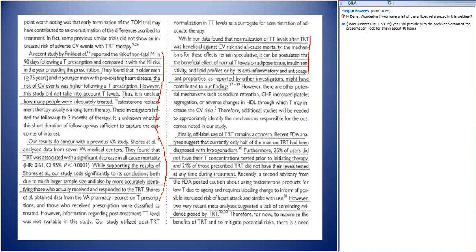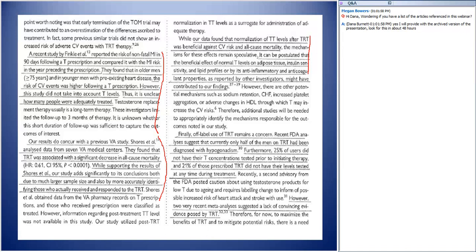Finally, off-label use of testosterone remains a concern. Well, for use in bodybuilders and young people, yeah, that's a concern, but I don't know what they mean by off-label use. Because they don't have a level less than 300? Well, that's a concern to me, that they're restricting patients from getting it that would otherwise benefit from it. Recent FDA analysis suggests that currently only half of the men on testosterone have been diagnosed with hypogonadism. Do you know any man over age 40 that does not have some symptom of hypogonadism?